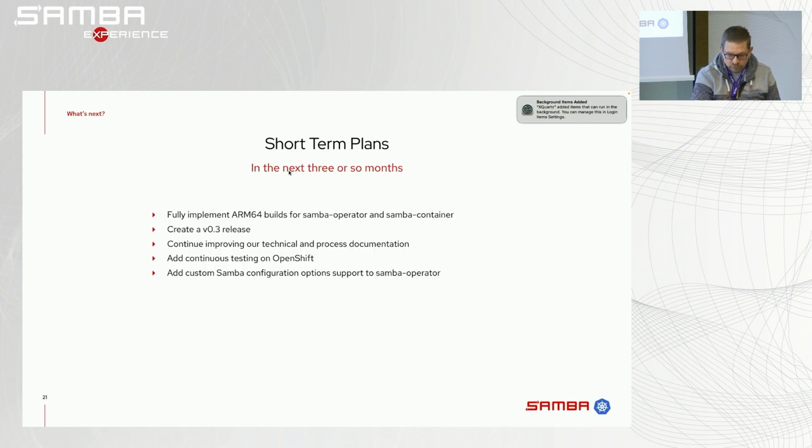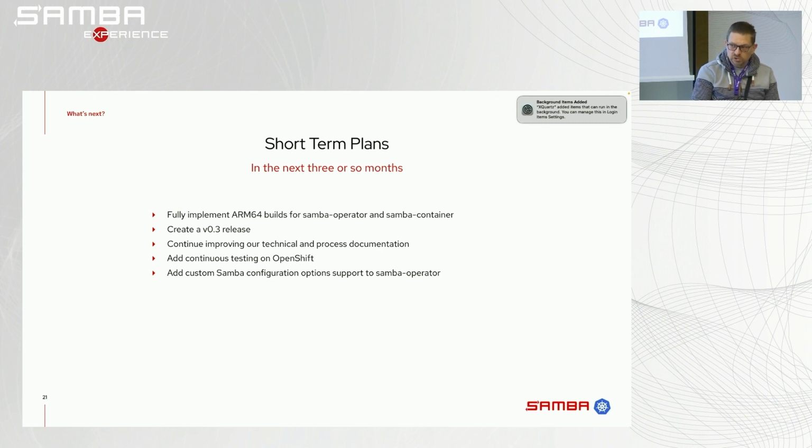We have a couple of short-term and long-term plans. In the next 3 or so months, we want to complete the implementation of ARM-based builds for the samba-operator and samba-container. We want to create a next release, probably version 0.3. Continue improving our technical and process documentation. We want to add continuous testing on OpenShift.